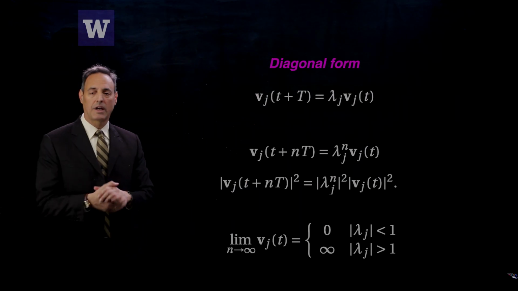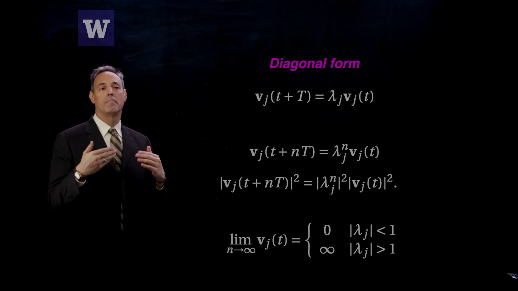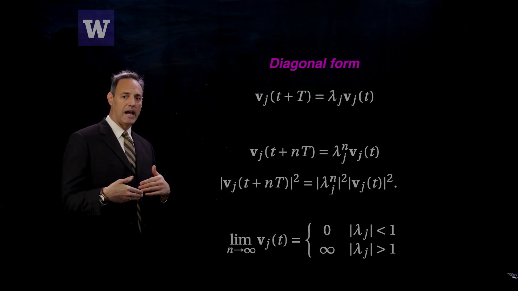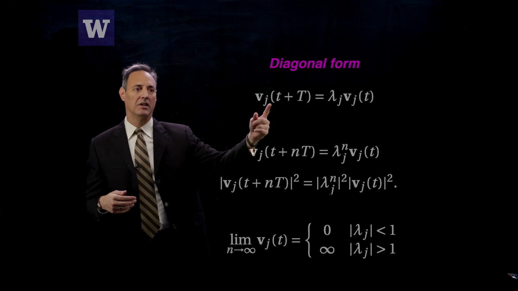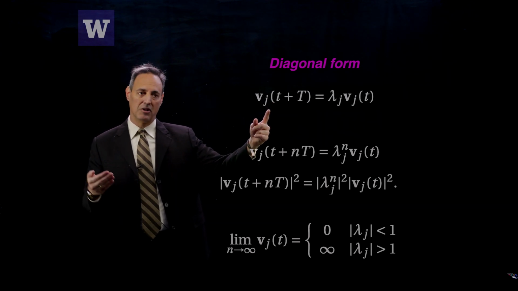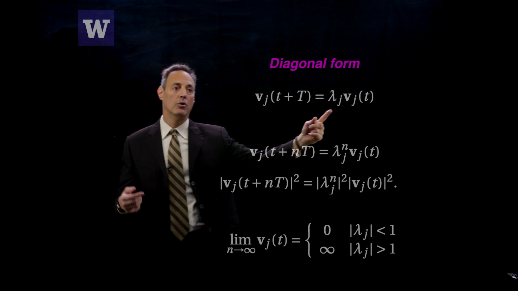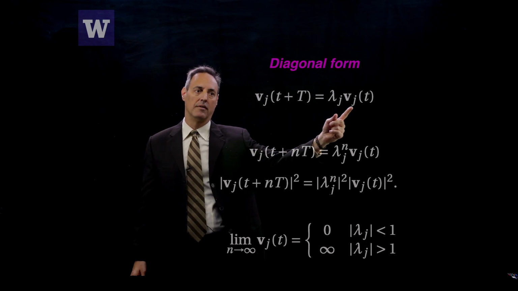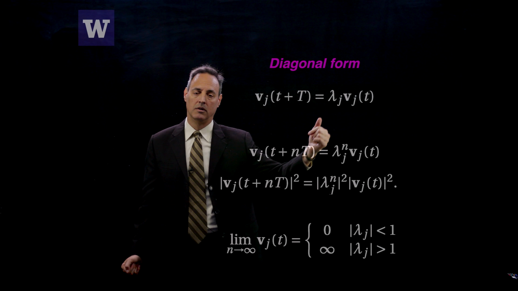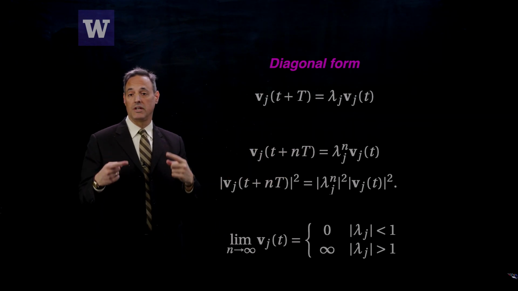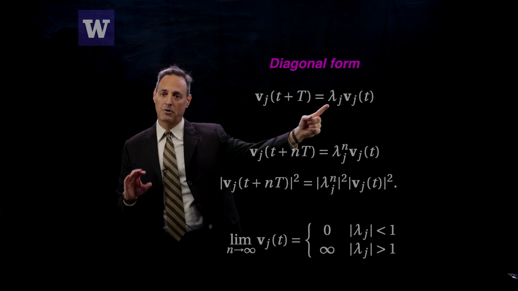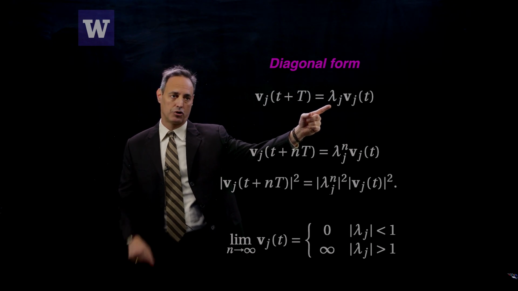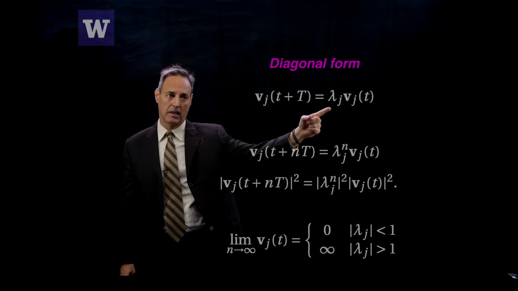So one way to look at that is component by component. Now that it's in diagonal form, I can say the first component of the vector v, v1(t + T), is equal to the eigenvalue lambda 1 times v1(t). In fact, you could do this for each different component, and you can see that the eigenvalue just shows up right here. So that matrix A, its eigenvalues are showing up right there, as lambda j.